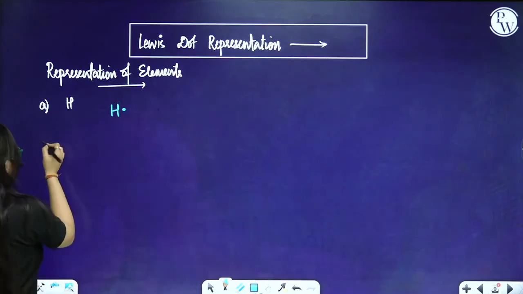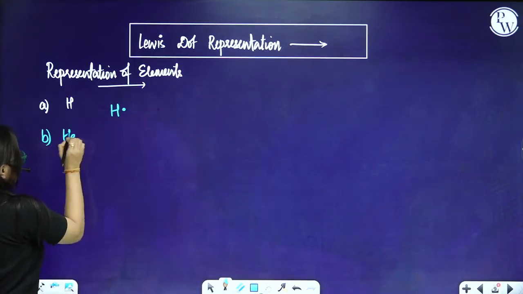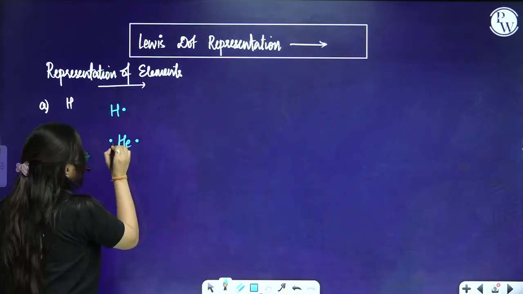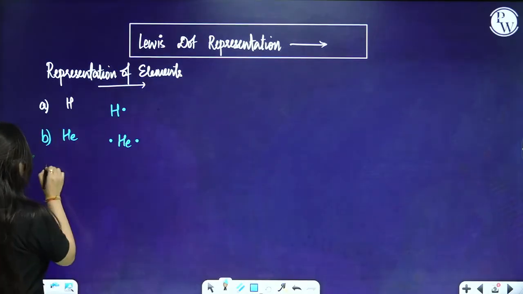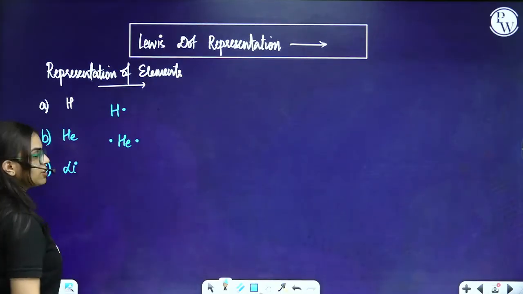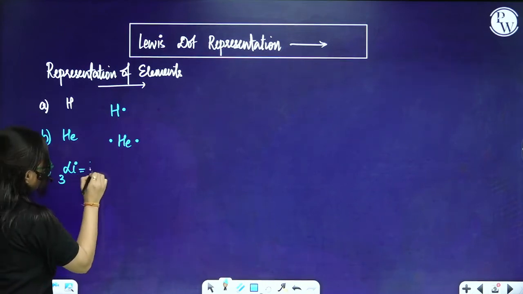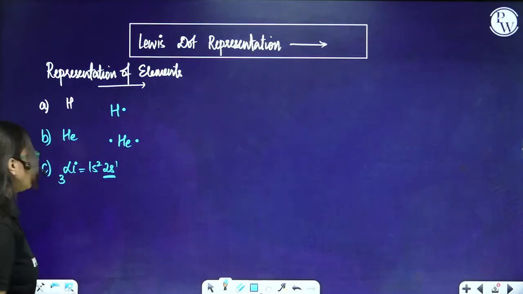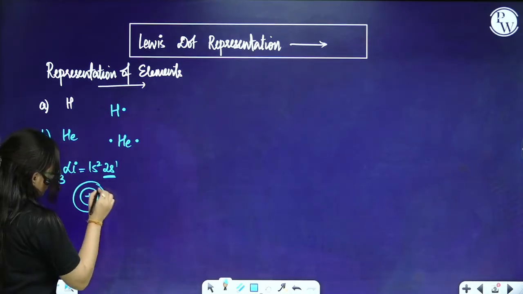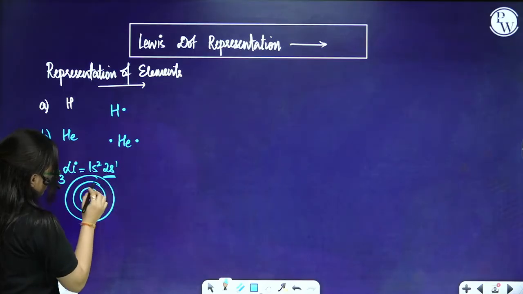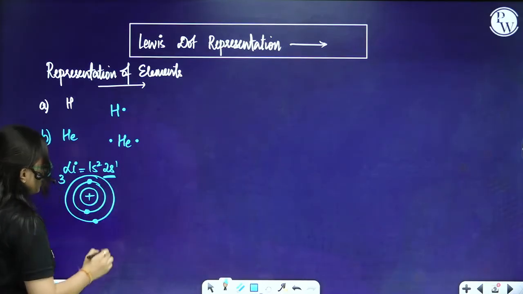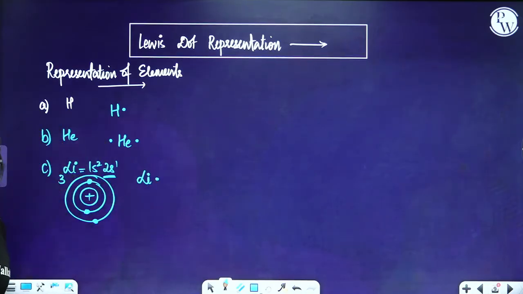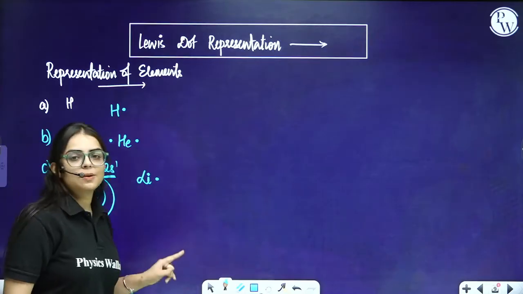Clear? Now let us take another case. For example, helium. We know the total number of valence electrons is 2. So you represent helium as 1 and 2. Now for lithium, how many valence electrons? Lithium has atomic number 3, so it is 1s2, 2s1. Valence electron is 1. What is a valence electron? Electron in the outermost shell. First shell contains 2 electrons, second shell contains only 1. So 1 is the valence electron. So lithium can also be represented like this, Li, then a dot. Clear? Dot represents the total number of valence electrons.